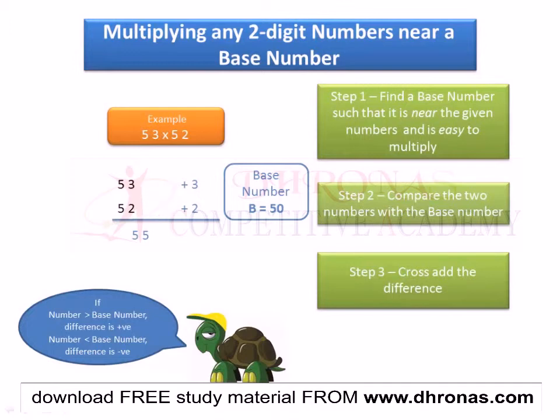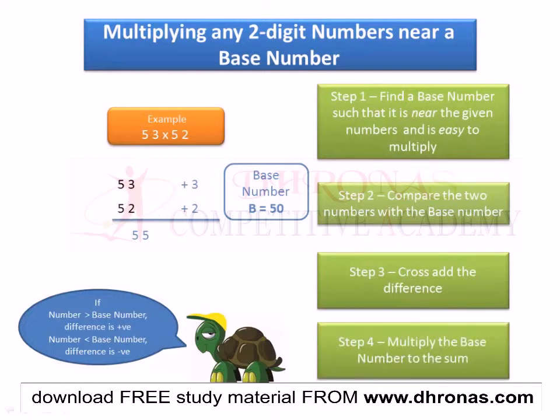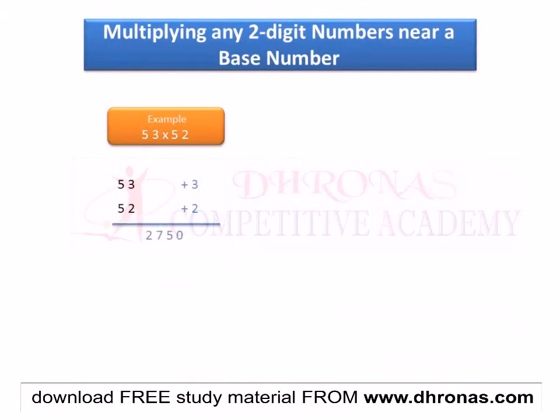The next step is to multiply the sum 55 with the base number 50. 55 times 50 is 2750. Once we get 2750, the next step is fairly easy.